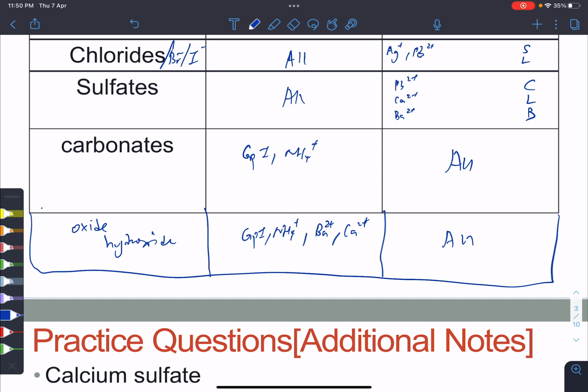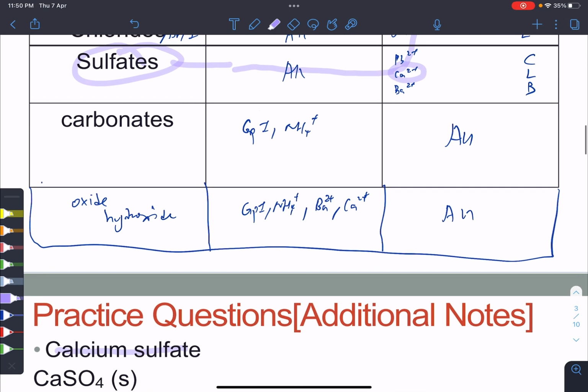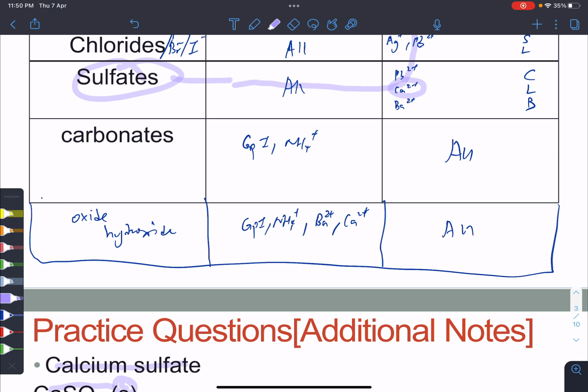So calcium sulfate, for example. I look at the table. Oh, sulfate. Calcium is here. So this is considered insoluble. So calcium sulfate is insoluble, which means I write it down as CaSO4 (s), because it doesn't dissolve. So that's how you can practice. I will give you time now to practice.